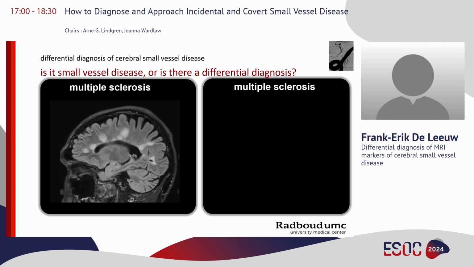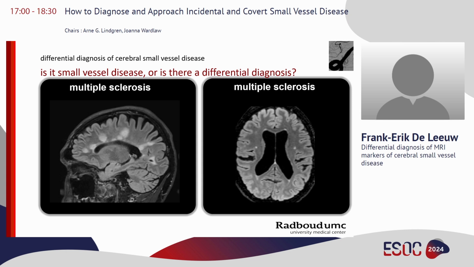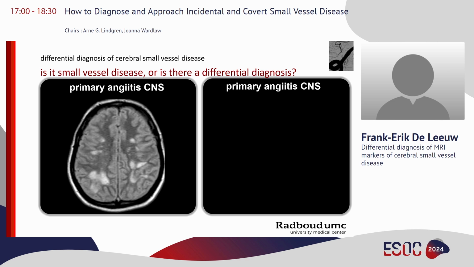Now the picture I just showed you before: typical Dawson's fingers, no doubt about it. There can be no confusion that this is MS and not small vessel disease. Let me show you this picture, also a patient with multiple sclerosis. You can have serious doubt whether this is also small vessel disease of neurovascular cause. A final example is a patient with primary angiitis.